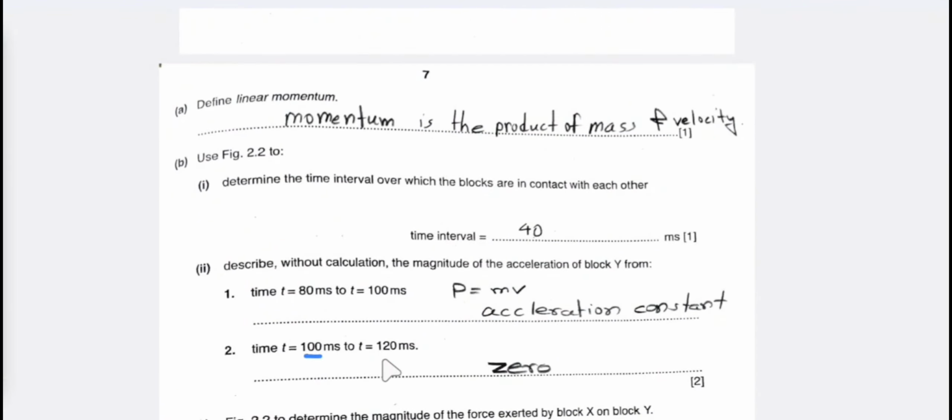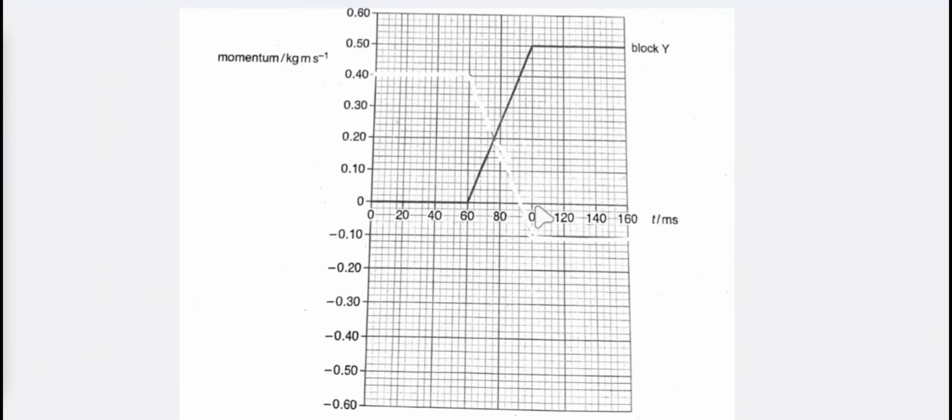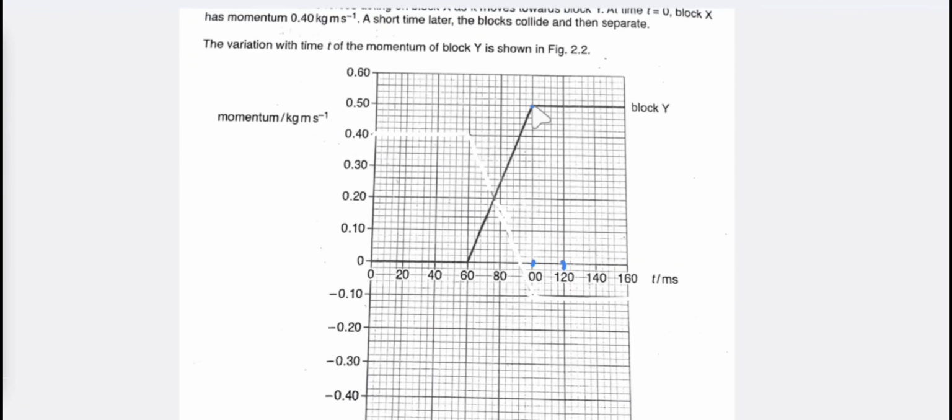What is the acceleration from 100 to 120 milliseconds? Here the gradient of the momentum-time graph is 0. We know that resultant force is equal to change in momentum divided by change in time, and also equal to mass times acceleration. The gradient of the momentum-time graph is the resultant force, and here the gradient is a horizontal line, so the gradient is 0.